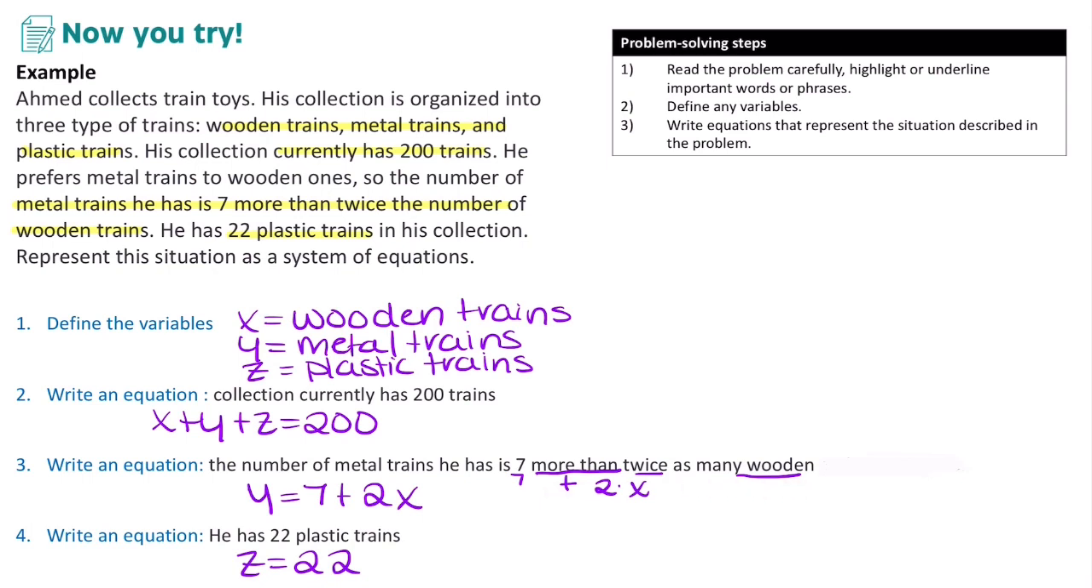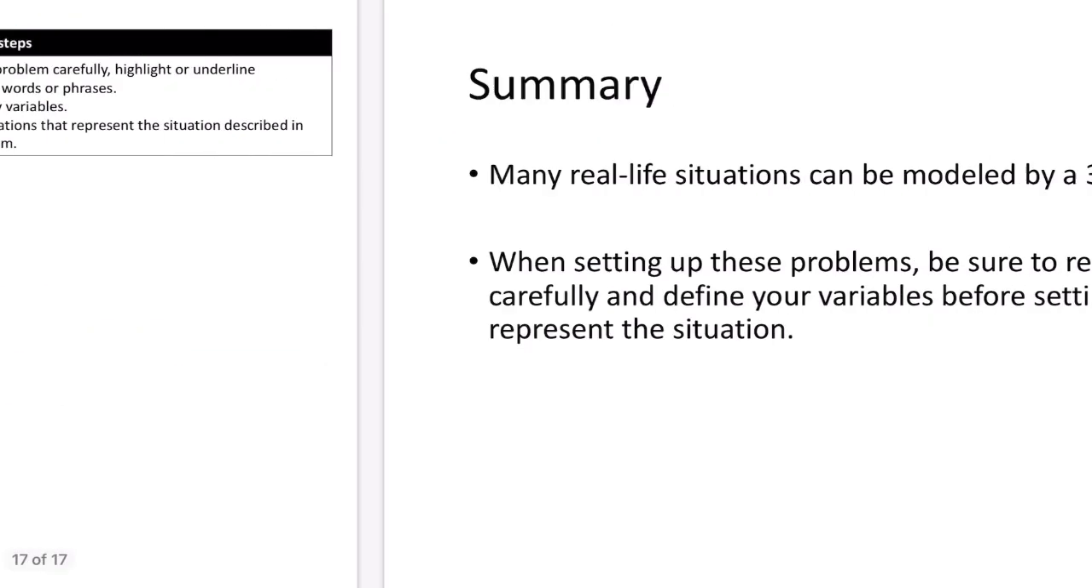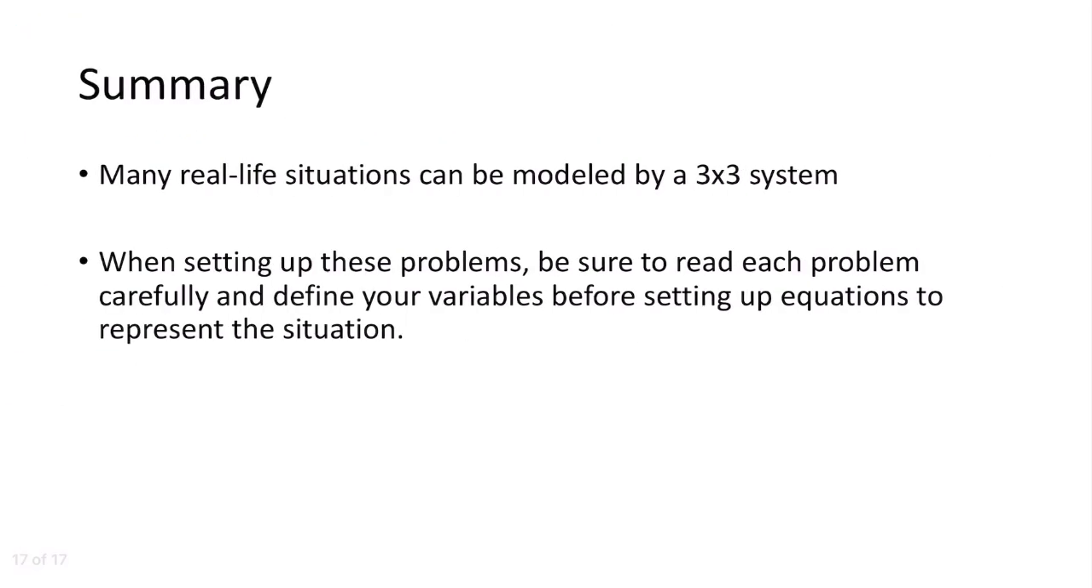And then it says he has 22 plastic trains. So that actually just gives us the value of z. Okay, so we know that he has 22 plastic trains in his collection. So if we write all three of our equations together, this is what the system looks like. We have x plus y plus z equals 200, y equals 7 plus 2x, and z equals 22. So remember that many real-life situations can be modeled by a 3x3 system. So when setting up these problems, be sure to read each problem carefully and define your variables before setting up equations to represent the situation.